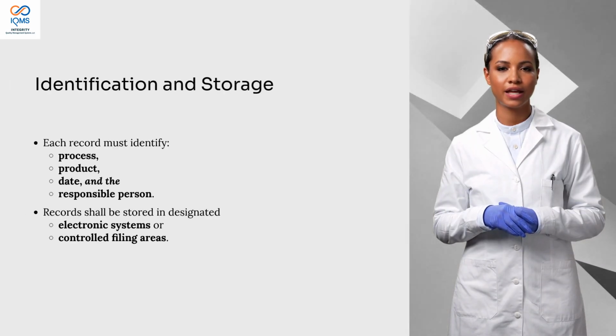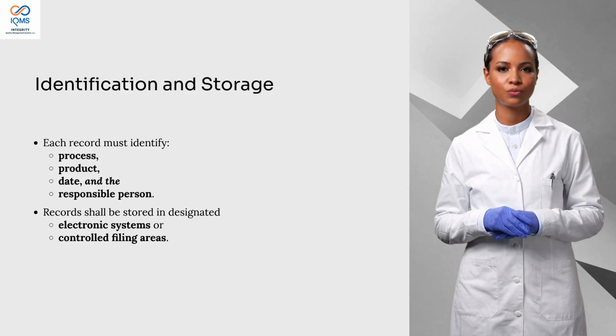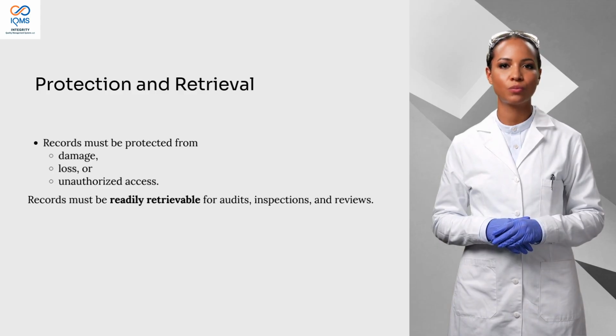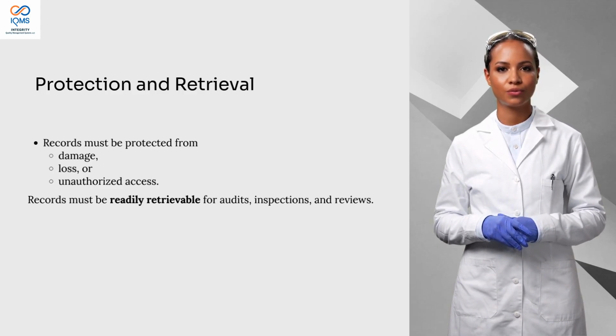Record identification and storage. Each record must identify process, product, date, and the responsible person. Records shall be stored in designated electronic systems or controlled filing areas, with protection and retrieval. Records must be protected from damage, loss, or unauthorized access. Records must be readily retrievable for audits, inspections, and reviews.